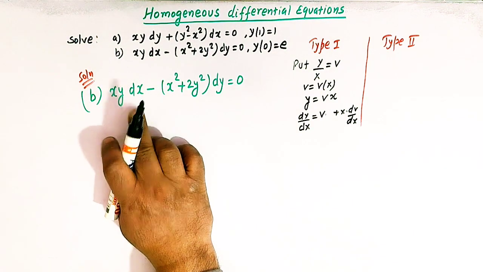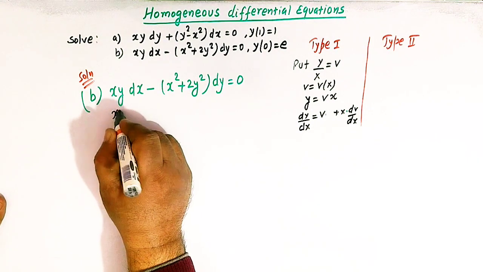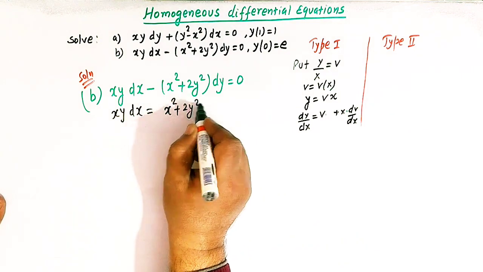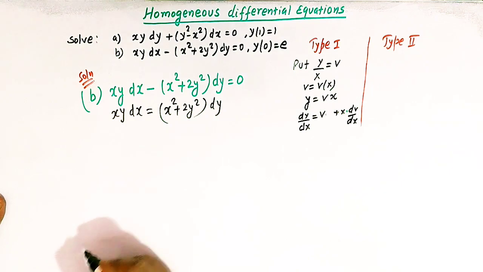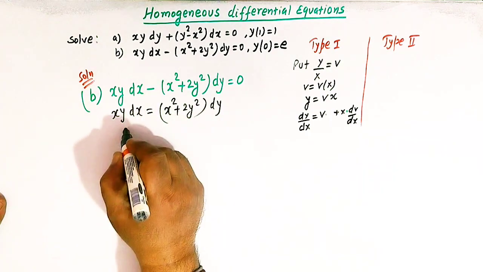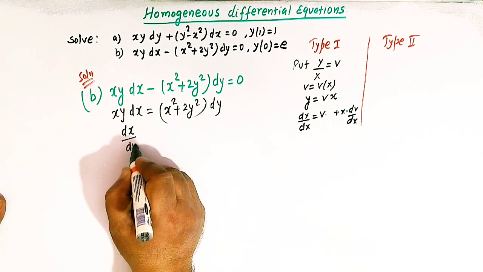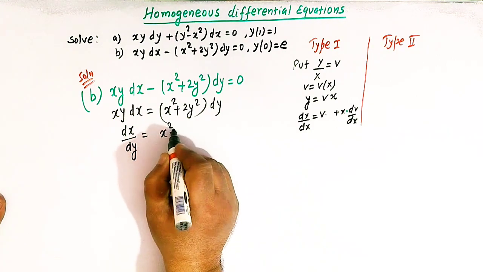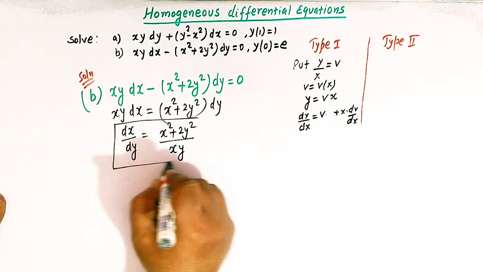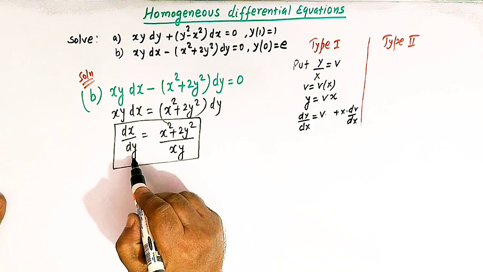So now here what we will do, we will again first of all rearrange the terms. So we have xy dx is equal to (x square plus 2y square) dy, right? Now let us form an expression in terms of dx over dy. So taking dy to the denominator of dx, we have dx over dy is equal to (x square plus 2y square) over xy, right? So here we have an equation where we have dx over dy, right?